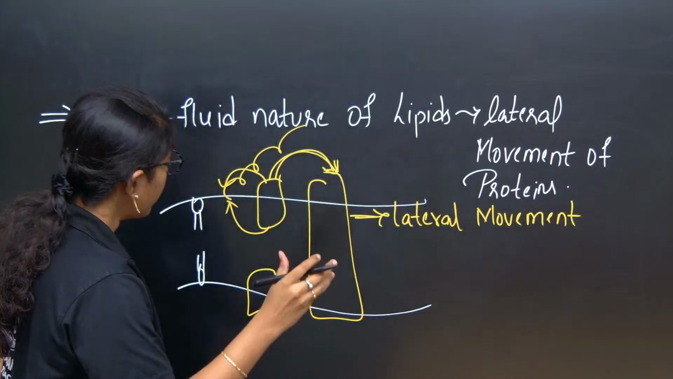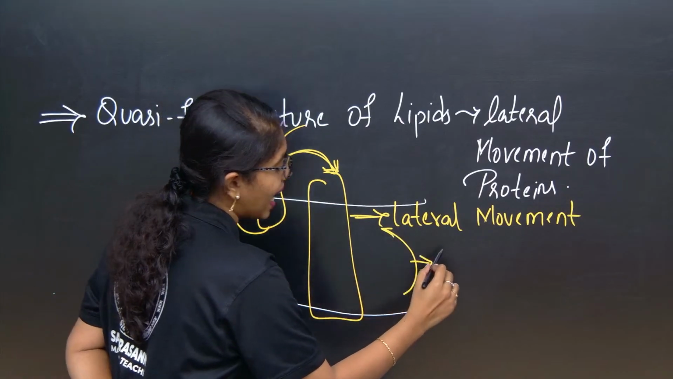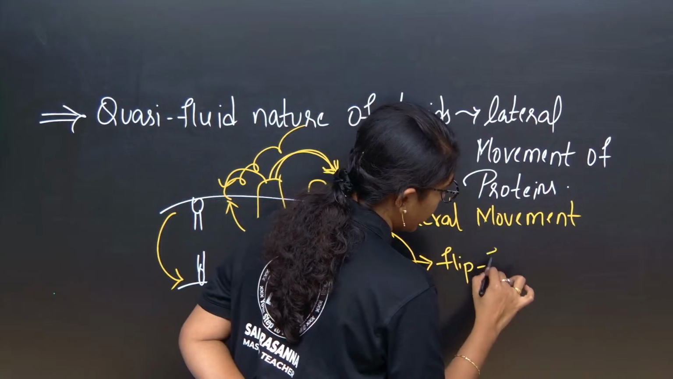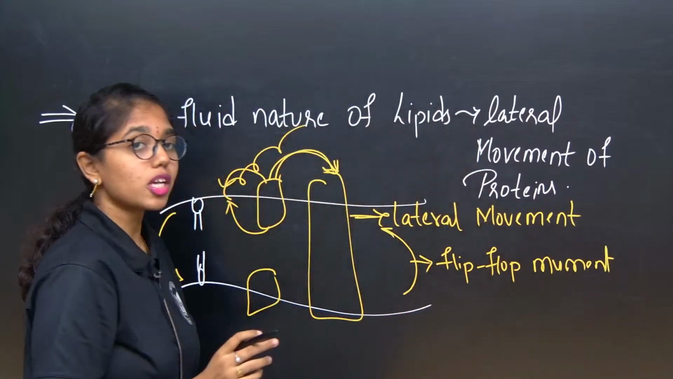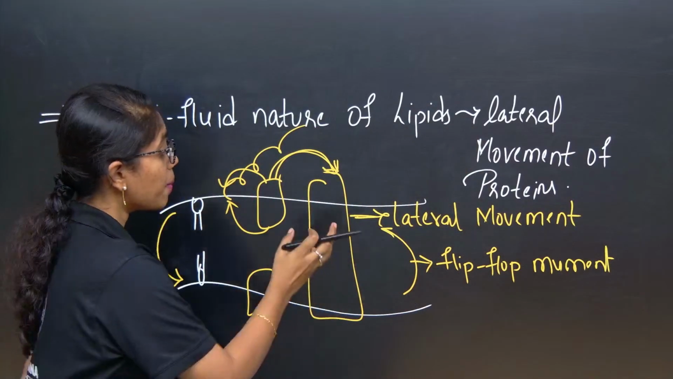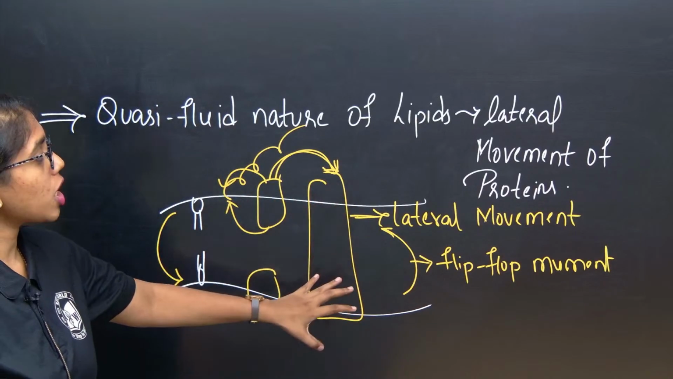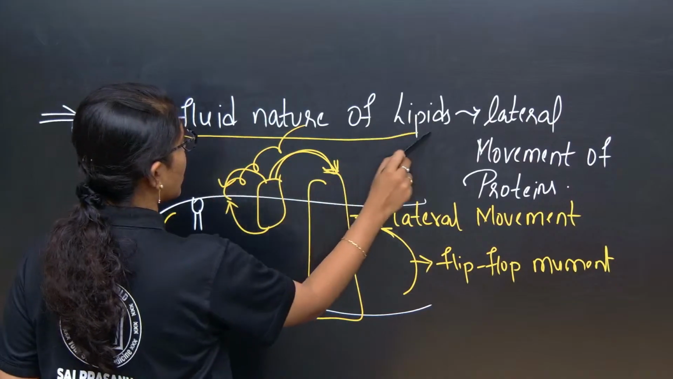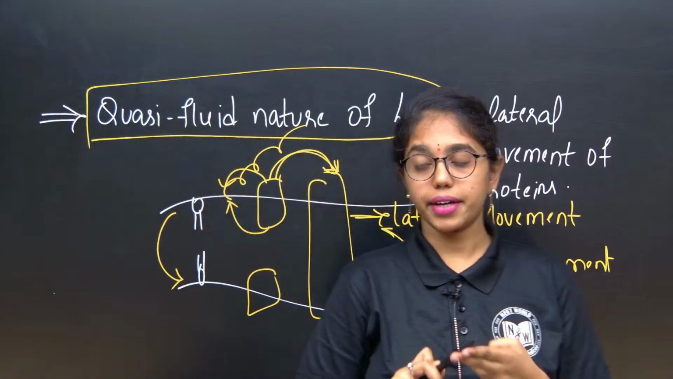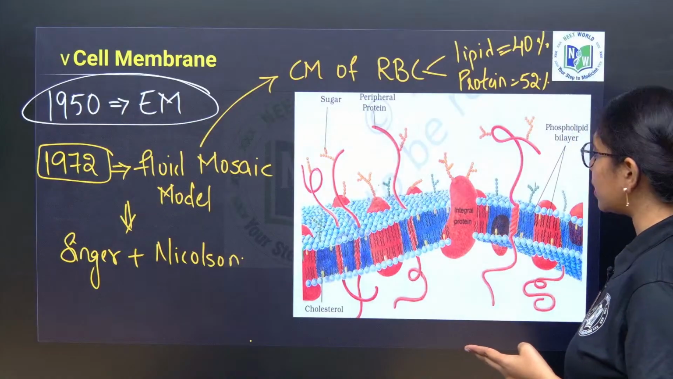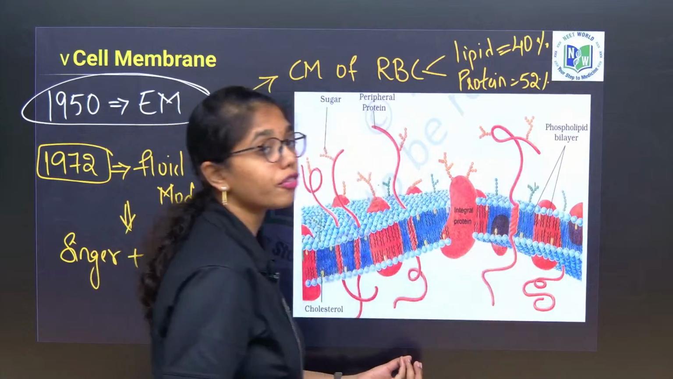And when proteins move from one lipid layer to the other, this is called flip-flop movement. Lateral movement is possible both for lipids and proteins, but flip-flop movement is only seen in proteins. Clear? This is possible because of only one thing, that is the quasi-fluid nature of lipids. And there is one more important statement here: proteins are present as icebergs on the sea of phospholipids.